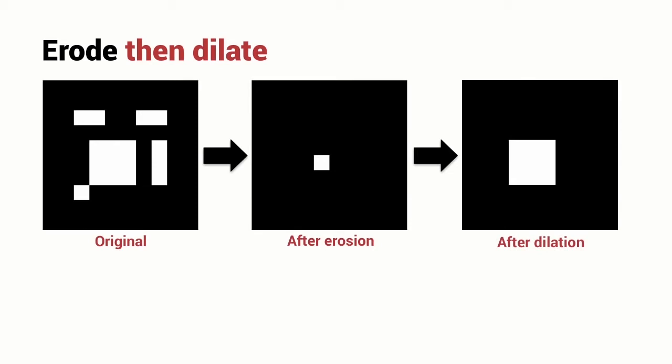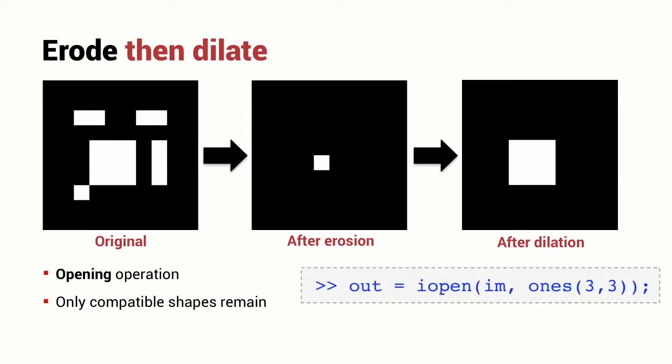We've taken an original image, we've eroded it and dilated it. And the only shape that made it all the way through was the 3x3 square. The rectangles have disappeared and the little square has disappeared. That's because only the shapes that are compatible with the structuring element have been maintained. This sequence of erosion followed by dilation is often called opening. Only the compatible shapes have remained, and we can do this in the toolbox using the function iOpen.